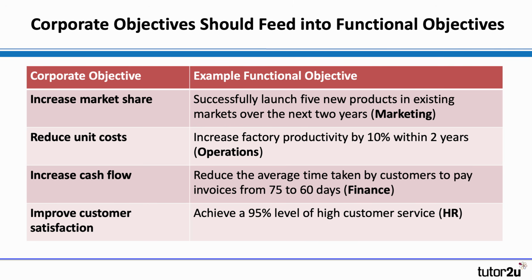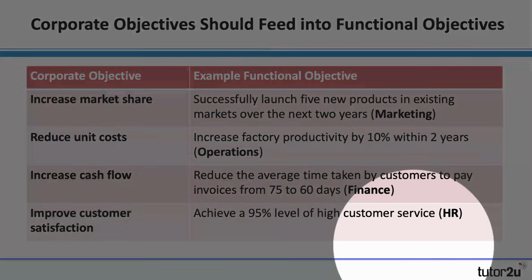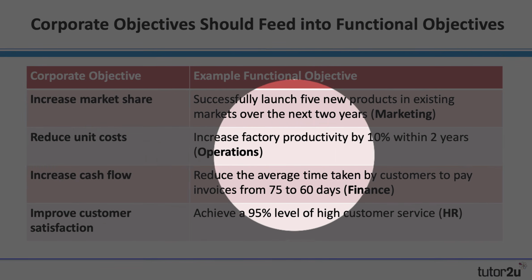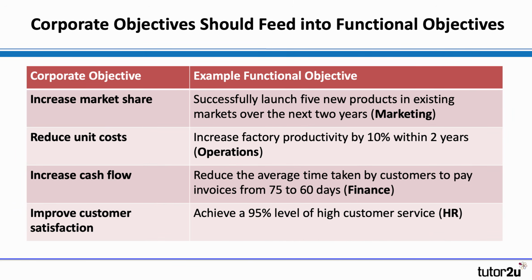Again, it might be worth pausing the screen just to pick out a couple of examples of how corporate or business objectives should feed through into functional objectives. Let's just pick one out here. Let's pick out the second one there. The corporate objective is to reduce unit costs. That will be set at the business level.